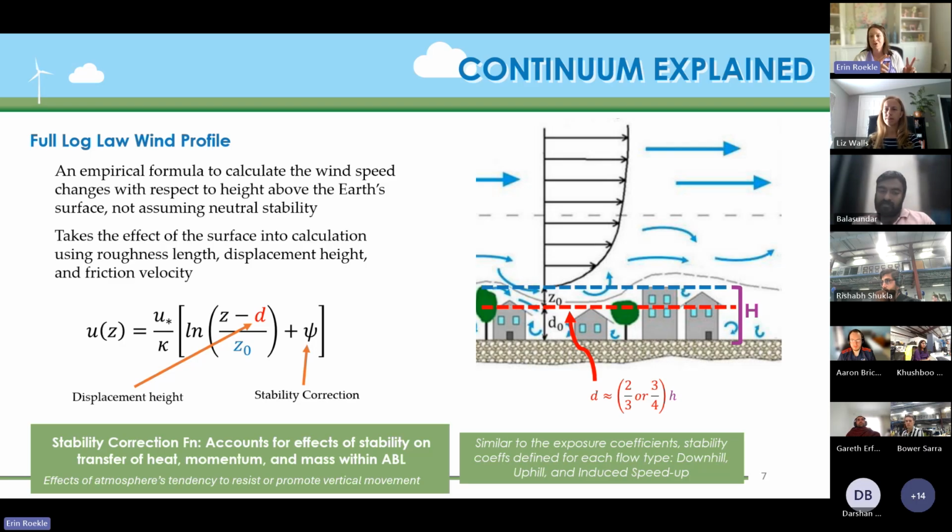One more quick note to keep in the back of your head as we move through a lot of these parameters. In Continuum, the stability correction function is a coefficient, and it gets learned. We'll talk about that later on, when it gets figured out what those are. But it's not just one number for all of the model. We do have multiple coefficients that are generated for different flow types: for the downhill, for the uphill, as well as the induced speed up ones.